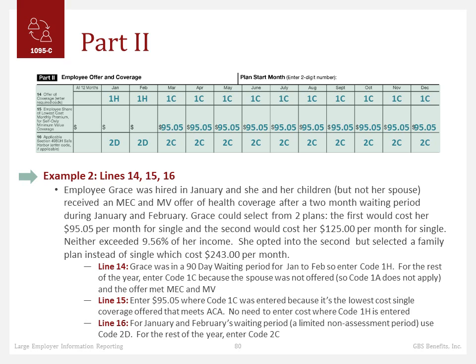9.56% of her income, meaning it was affordable. She opted into the second plan, the one that was more expensive, but selected a family plan instead of single. So instead of $125, it cost her $243 per month. So how does she fill out the form?